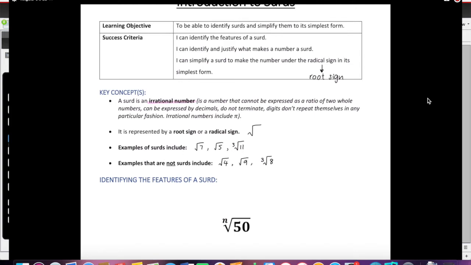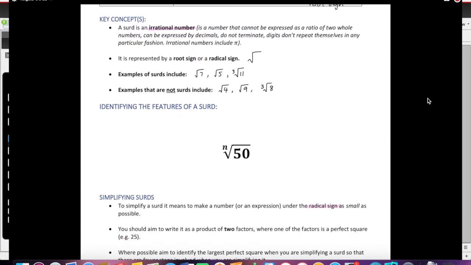If you're trying to understand why exactly these numbers are not surds, just have a think about what a rational number is. If it's still not coming back to you, that is completely okay. Hopefully, by watching this video and then doing the supplementary task that I've assigned, it will become a lot more obvious. So if we go into identifying the features of a surd, the most important thing here is being able to identify the root sign, which I just highlighted in pink. I'm just going to label that my root sign or my radical sign.